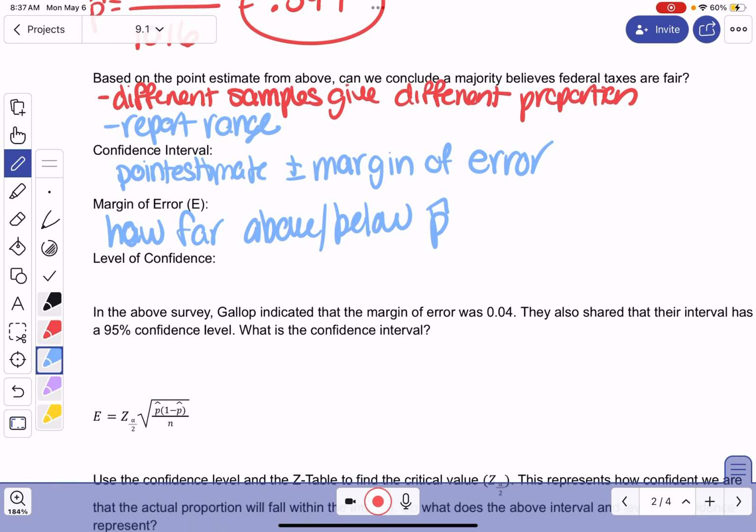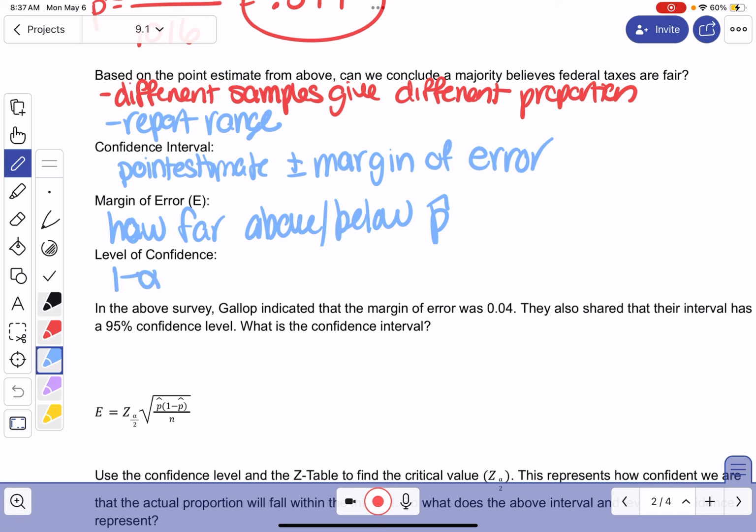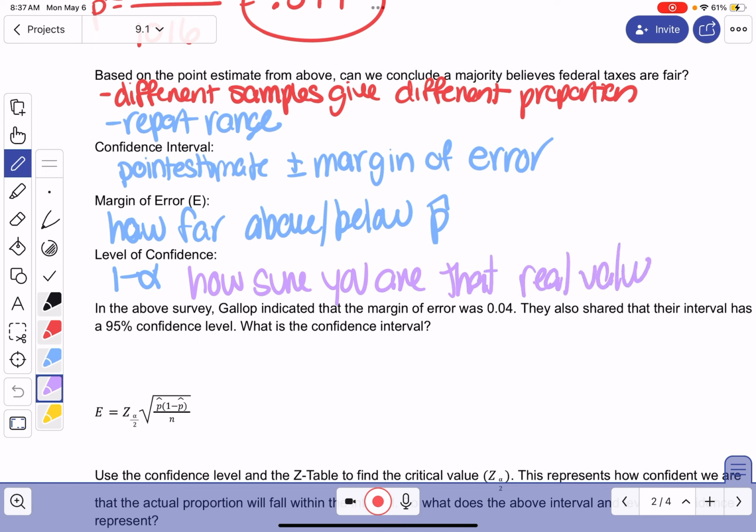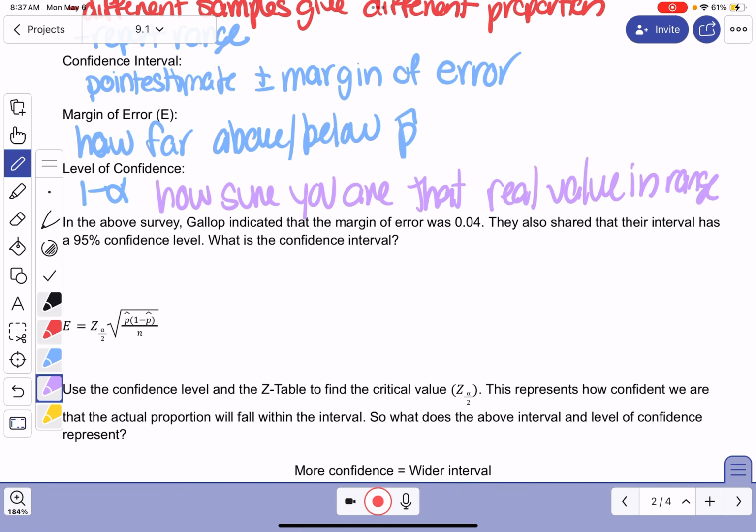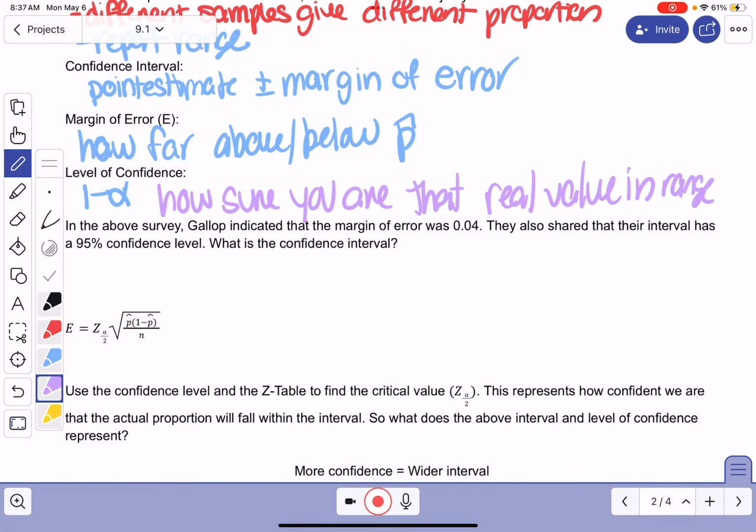And then our level of confidence, 1 minus alpha, is how we calculate the level of confidence. And it's just how sure you are that the real value is within that range. So in the above survey, Gallup indicated the margin of error was 0.04. They also shared that their interval had a 95% confidence interval.